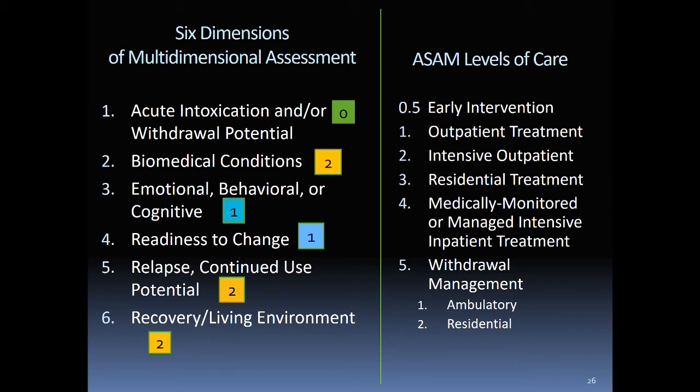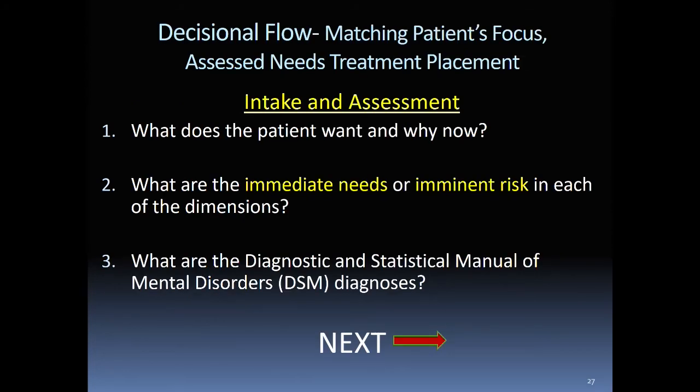And then on the right side of the slide, we have our ASAM levels of care again, and not all of these are currently within our system of care, but will be in the future. So we have the next slide, decision flow, matching patient's focus, assess needs, treatment placement, intake, and assessment. What does the patient want and why now? So this is very important to engage the client and start off building that rapport and helping the client feel fully vested in their treatment episode.